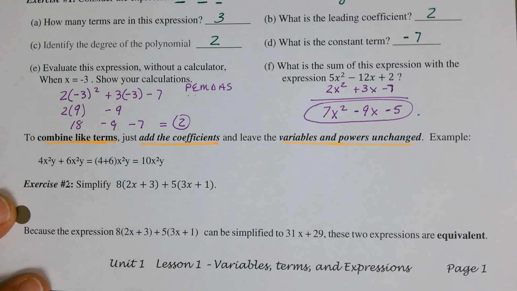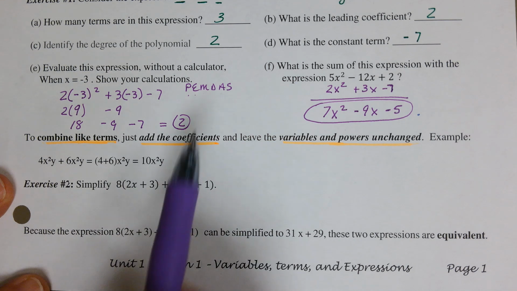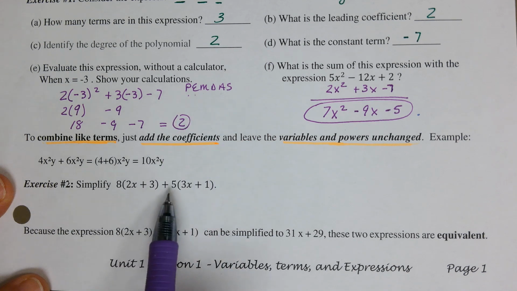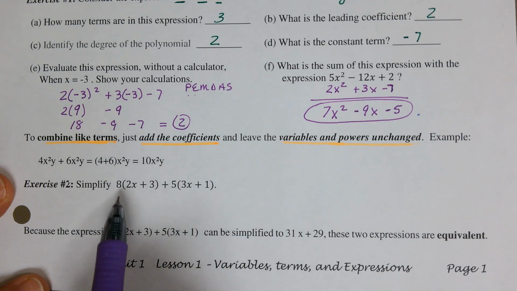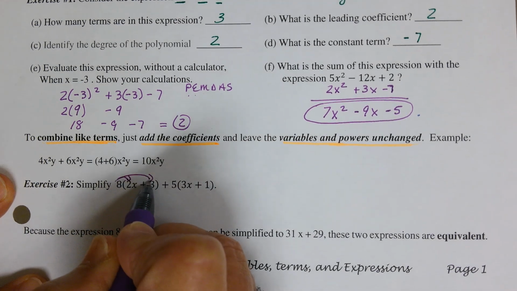Next, simplify 8 parentheses 2x plus 3 plus 5 parentheses 3x plus 1. To simplify means to perform all operations. So we have nothing to do inside parentheses here. Again, we're following PEMDAS. Nothing to do in parentheses. There are no exponents, so we have multiplication. So this is 8 times 2x plus 3. We distribute the 8 over the parentheses.